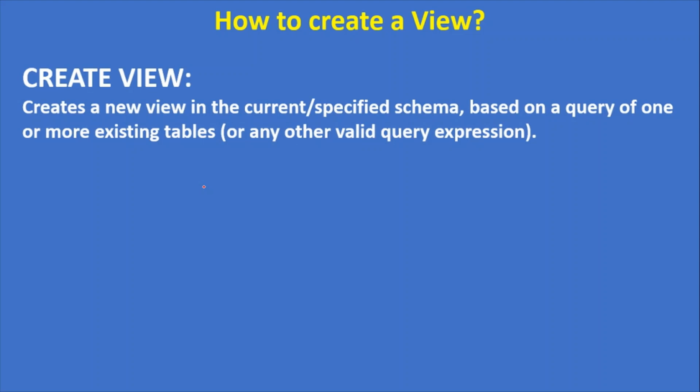Create view creates a new view in the current or specified schema based on a query of one or more existing tables or any other valid query expression. To create a view in Snowflake, we have to use the CREATE VIEW DDL. With this DDL, we create a view in the current or specific schema based on a query. That query could use one or more existing tables. If you don't want to use tables, you can use valid query expressions like select 1, select 2 plus 3, and so on.